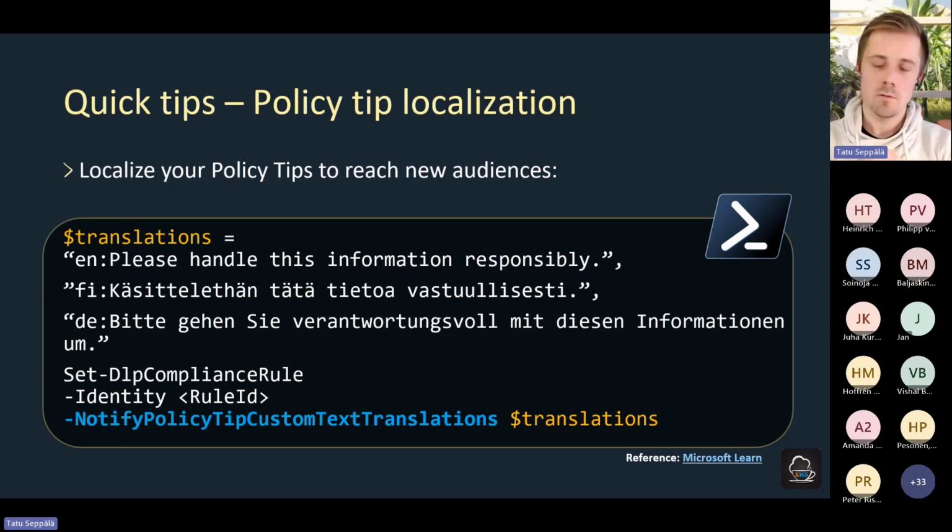You can click the link. Oh, you can't because I'm not using PowerPoint Live, but it's in Docs or Microsoft Learn how to do it. You can take a screenshot. So you need to set it up using PowerShell, but after that's done, the Office app language will be used to determine which language policy tips are shown in. So if Teams is in Finnish, then the tips will be in Finnish if that's set up. Any languages not in the specifically defined translations will use the default language you set up in the DLP rule or the default text.